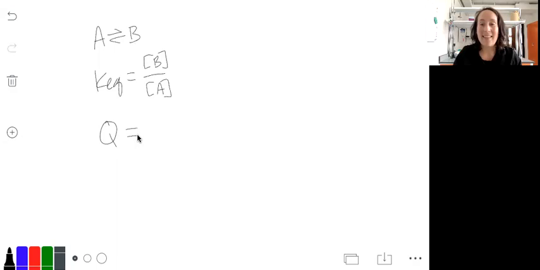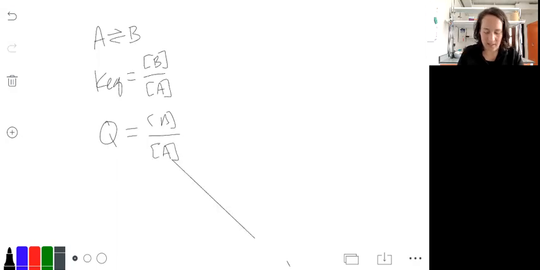Q is actually the same equation where you're looking at the relationship of the concentration of products over the concentration of reactants. So the concentration of B over the concentration of A. But instead of at equilibrium, Q is looking at a reaction at some moment in time. Okay? Q will usually be very different than KEQ when you're just looking at a snapshot of the reaction.